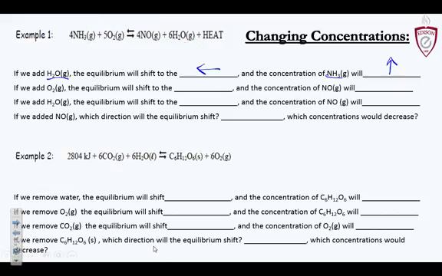We draw arrows, we look at a reaction, we identify the products and reactants that are involved, and we just push arrows. That's what we're doing. It's really just pushing arrows. So if we add O2, all right, let me find it.